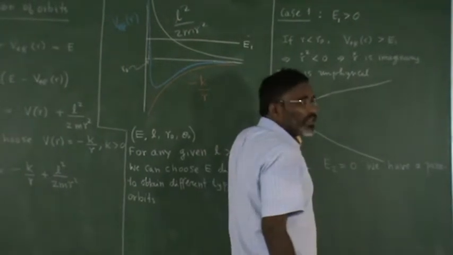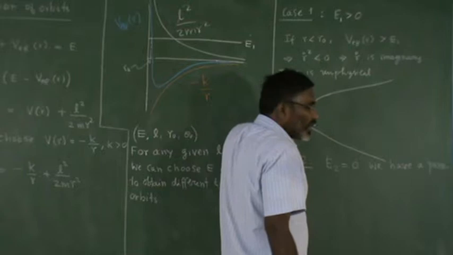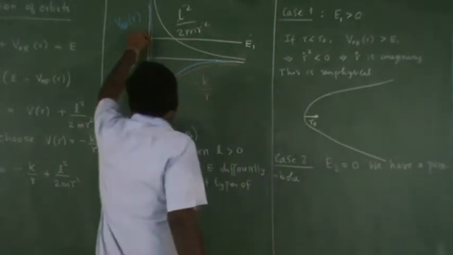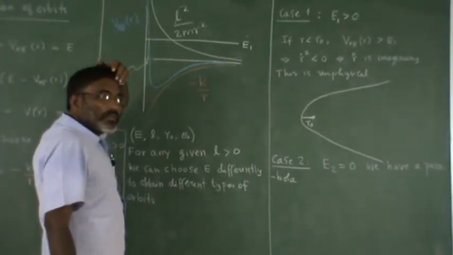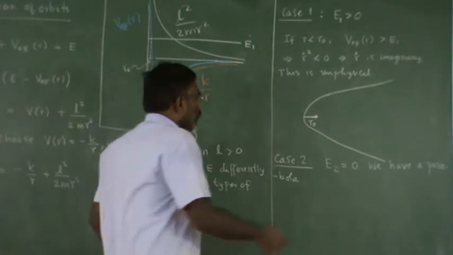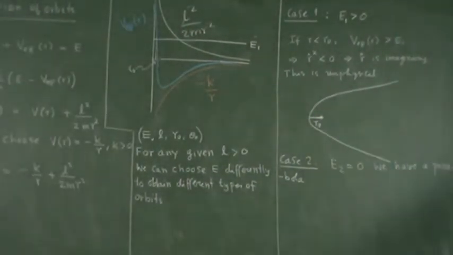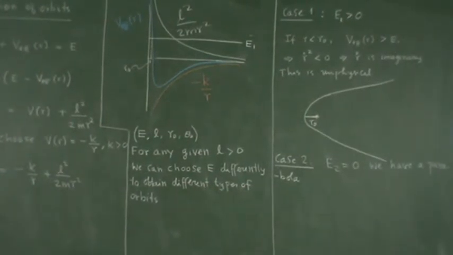Coming closer than R0 is unphysical. It doesn't come. But anything at R0 or above it can come. Right? So up to that it is allowed, but below R0 it cannot. Whatever I have drawn is for an attractive force.